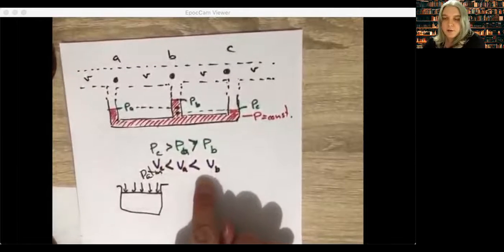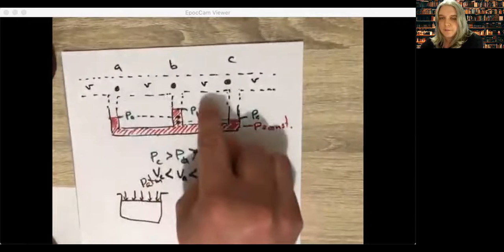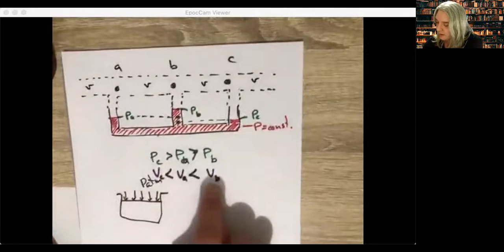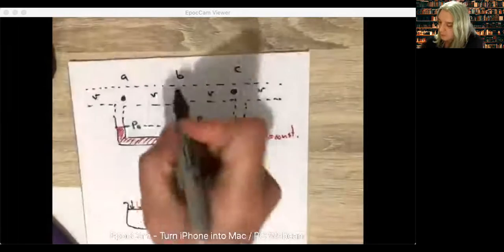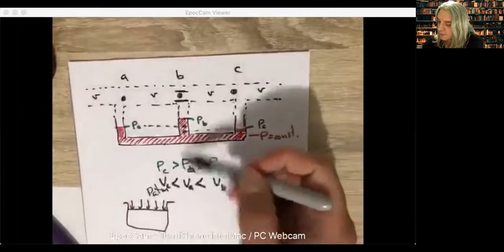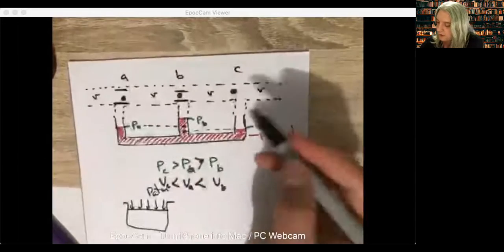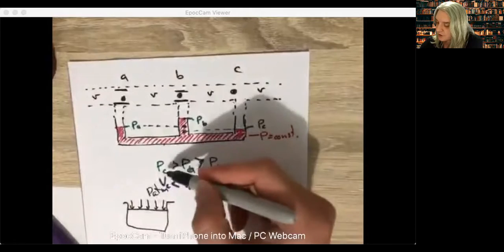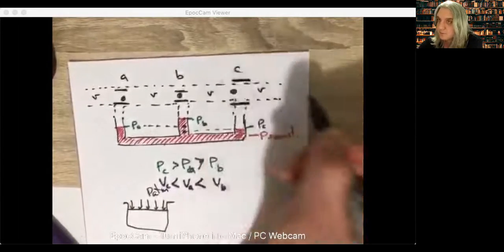And then the last part of the question is to actually describe the pipe. What does it look like? Well, if velocity at B is the fastest, it must be the narrowest at B. So we must have narrowest at B. A is in the middle, so it must be in between. And C is the highest pressure, therefore lowest velocity, therefore it must be the widest.